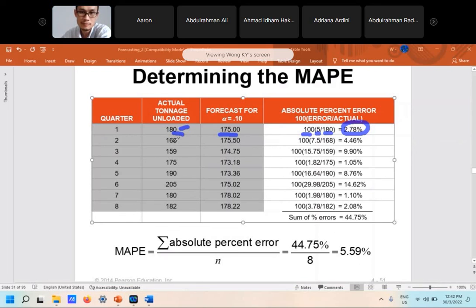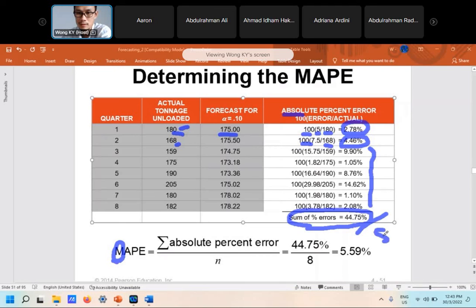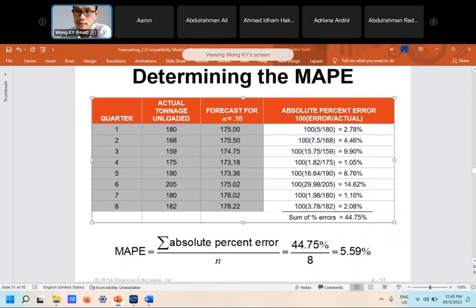Okay, so same thing for the second data. Calculate the absolute error first. 168 minus 175.5. You get negative 7.5, but because absolute, it becomes positive, so 7.5. Turn it into percentage. We divide back by the actual value, which is 168, and then times 100. Repeat for all the data, and you get the summation of absolute percentage of errors. But we need the mean. So we divide by the number of data sets we have, we divide by 8. You get this. So very, very simple, if you really understand the concept.